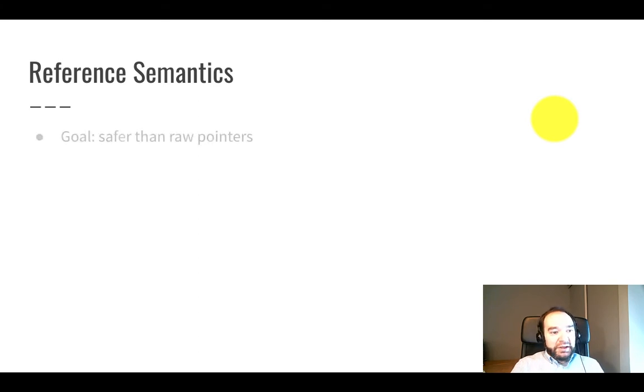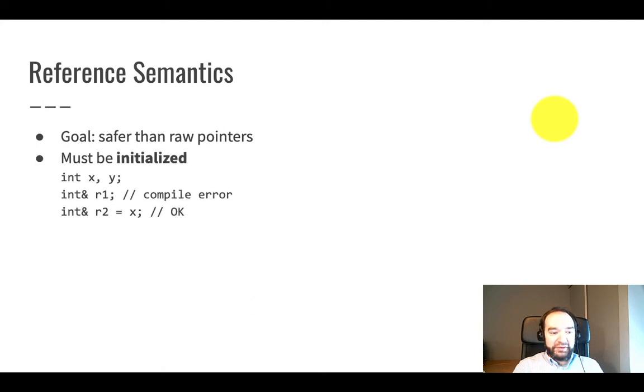The semantics of references are a little bit different. They're restricted, and the goal of this is to make references safer than raw pointers. One rule of references is that they must be initialized. So if I declare x and y, those are uninitialized because they have no defined input value. Right here, I'm trying to declare a reference to an int, and this will prompt a compile error because R1 is not initialized. There's a rule that a reference always has to be initialized. There's no such thing as an uninitialized reference. This is to try to avoid having uninitialized bogus pointers or references around.